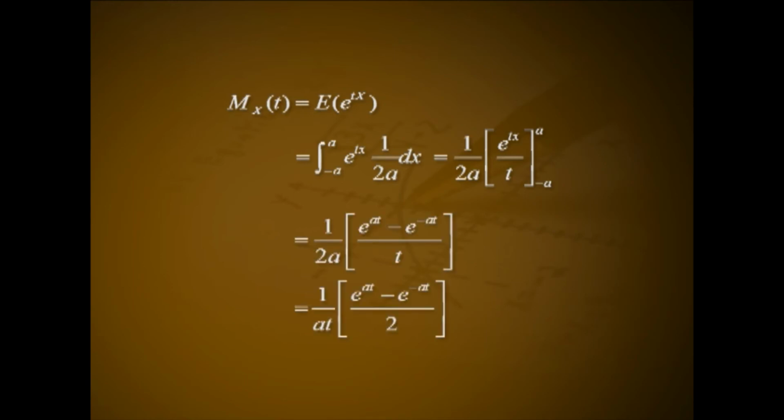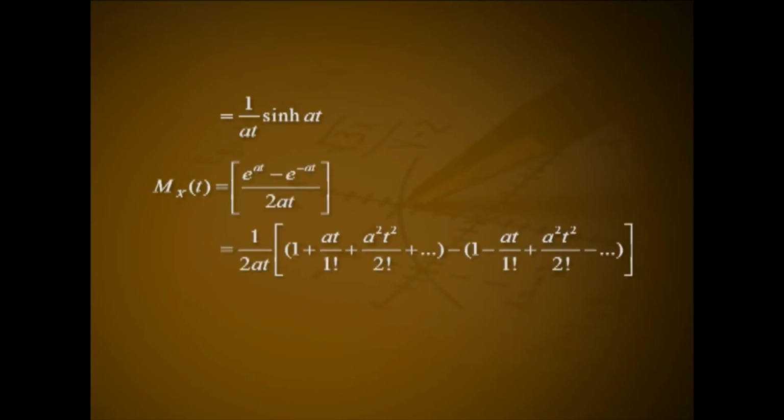Solution. M x of t equal to expectation of e raised to tx, that is equal to integral from minus a to plus a of e raised to tx into 1 by 2a dx. That is 1 by 2a into [e raised to tx divided by t] in the limit from minus a to plus a. That is 1 by 2a into (e raised to at minus e raised to minus at) all divided by t. That is 1 by at into (e raised to at minus e raised to minus at) all divided by 2. That is 1 by at into sinh at.